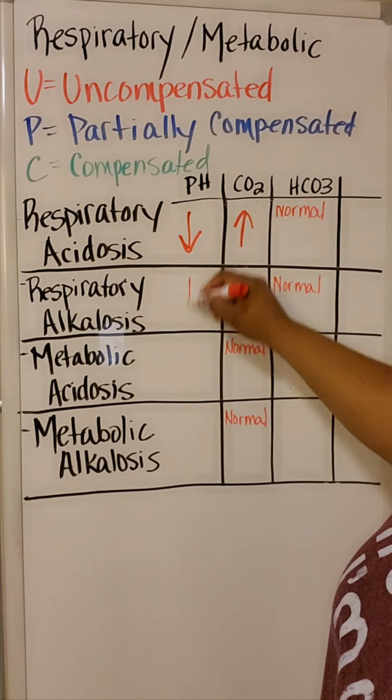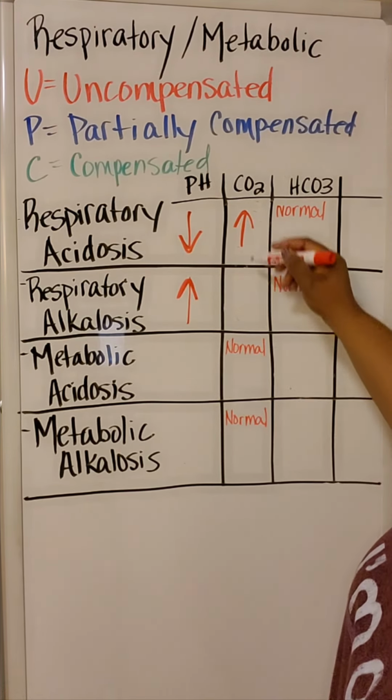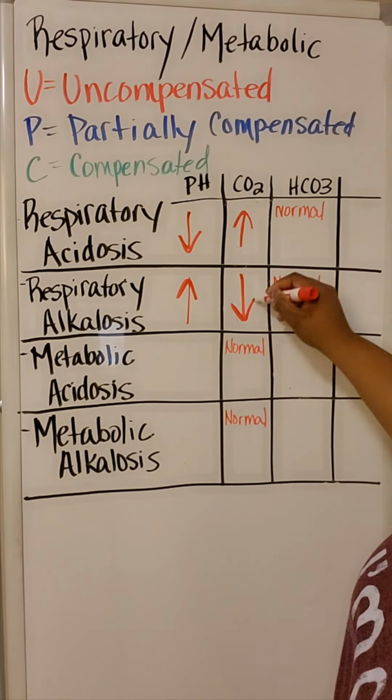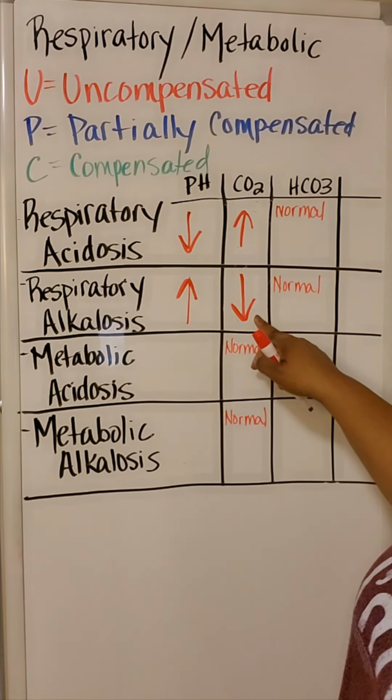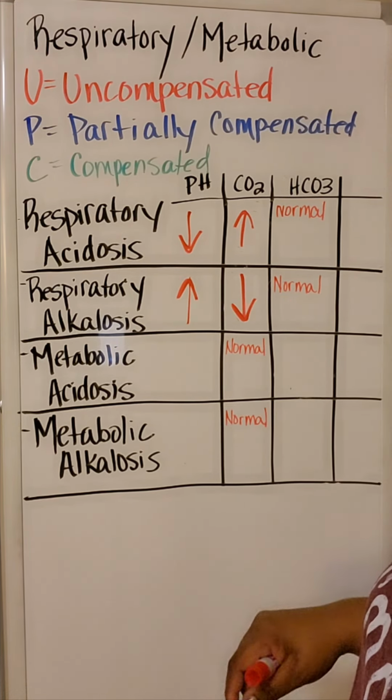On the flip side, we know if our pH is up, and this is alkalosis, and again, ROME, we know our CO2 is down. We have less CO2 to mix with water to make carbonic acid, which makes sense that this is a more alkaline state.